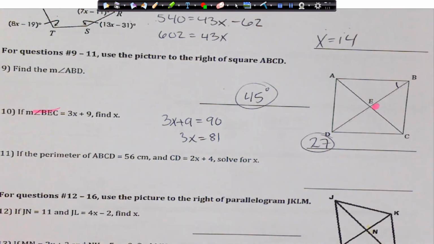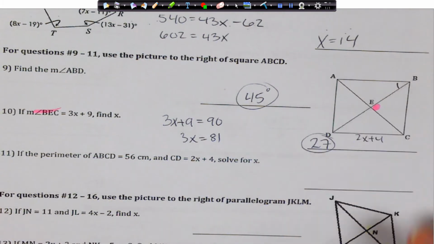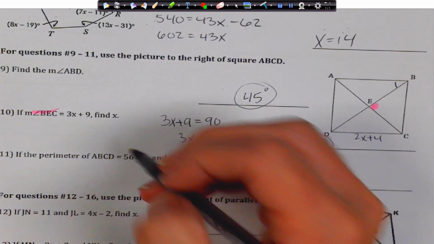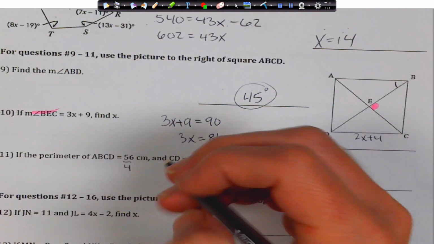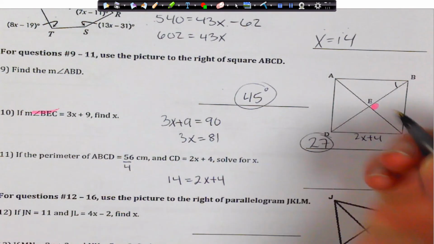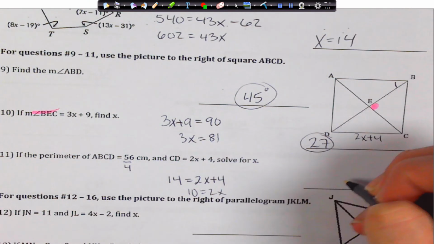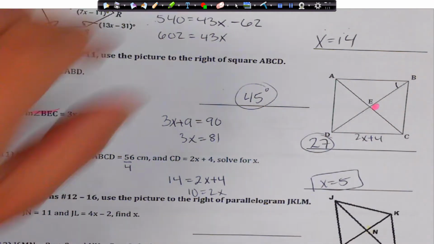And then the perimeter of ABCD is 56, and we have 2x plus 4 is CD. So all the sides are congruent, just like a rhombus. So we want to take this number and divide it by 4, because there are 4 sides. So each side length is 14, which is the measure of CD. So we subtract the 4, we get 10 equals 2x, so x should equal 5.